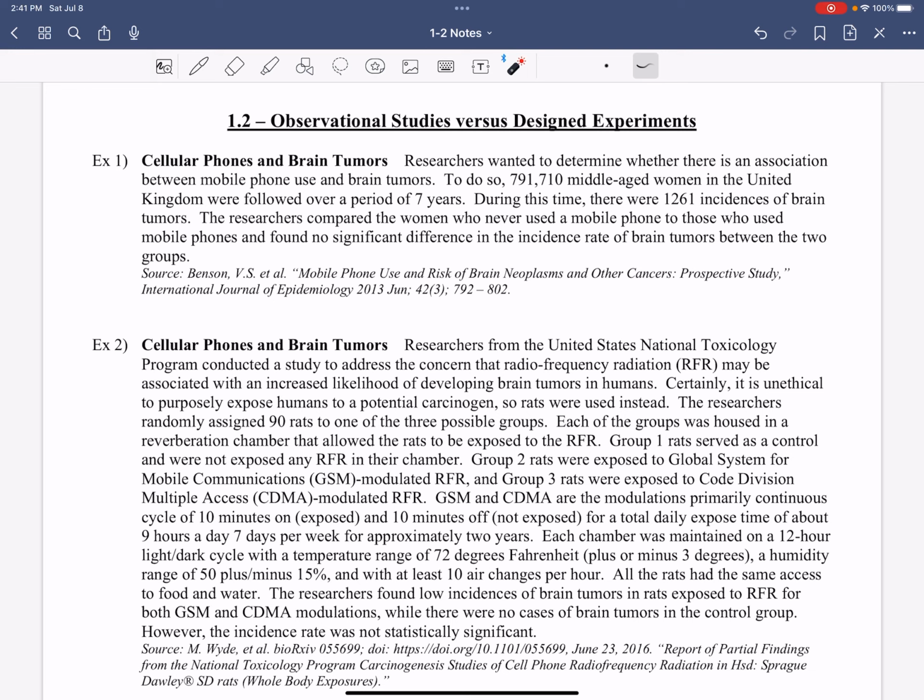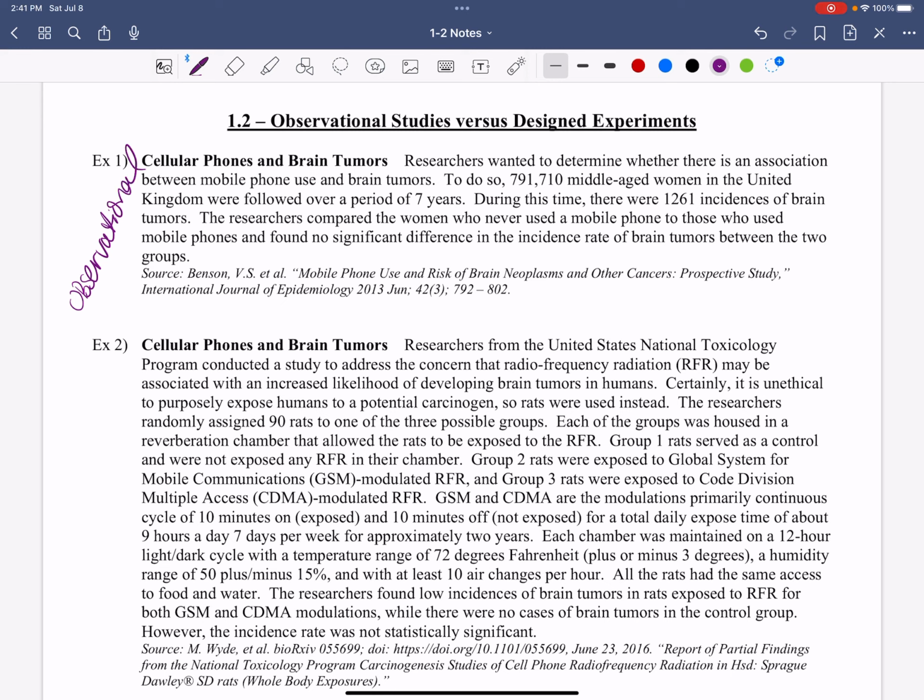So what do you think, observational or designed? Yeah, they're just observing. They're just following. Are they making anything happen? Are they setting anything up here? No. This one is observational. Now look at how long this next paragraph is.